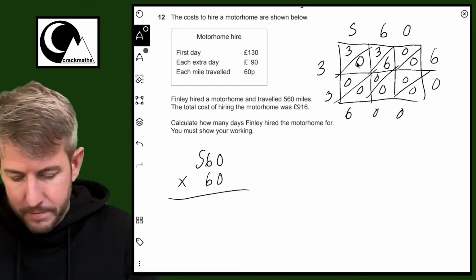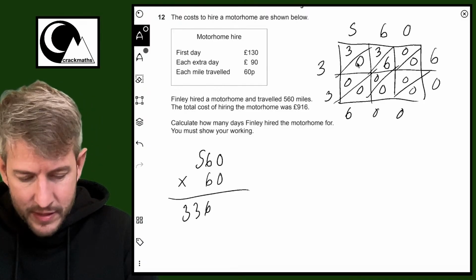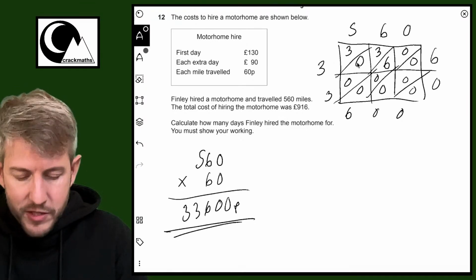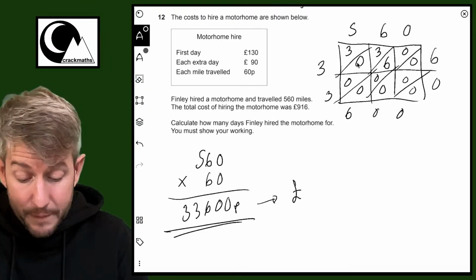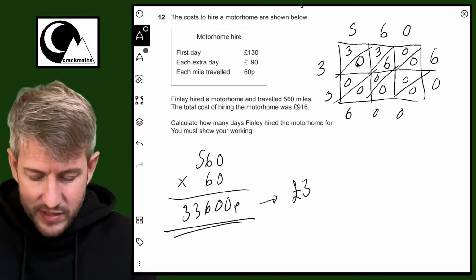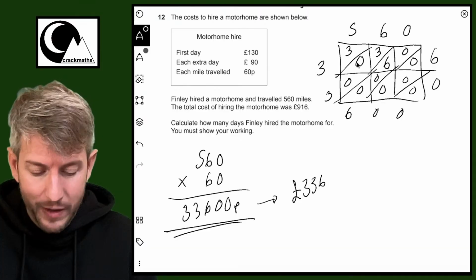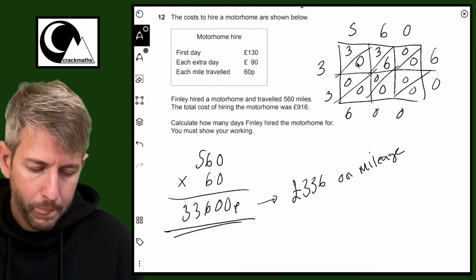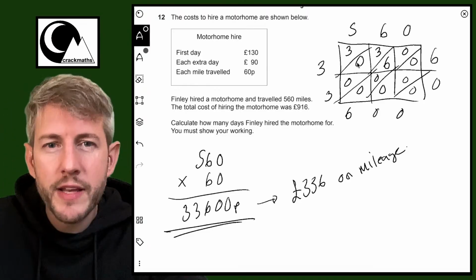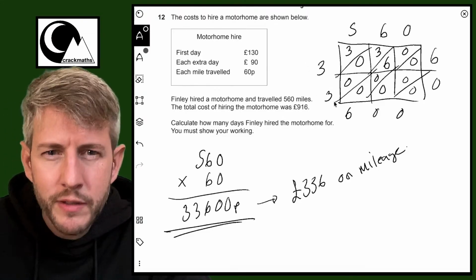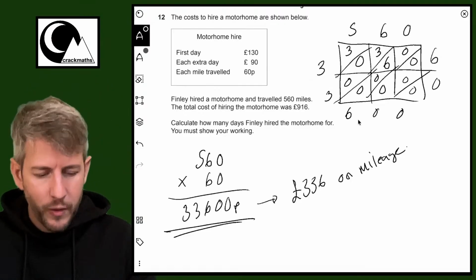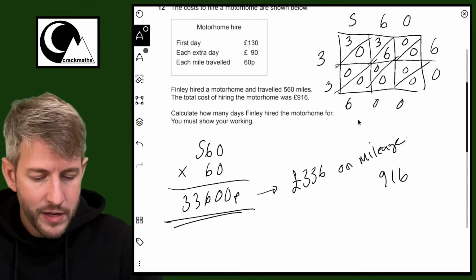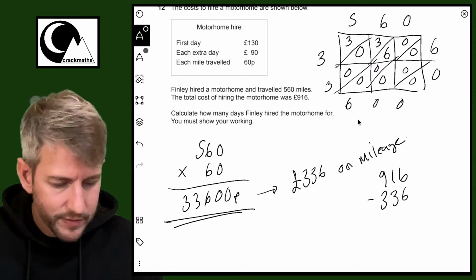560 times 60 gives us 33,600. Okay, right. So that is pence. So we divide that by 100 to turn it into pounds. That's going to be £336 on mileage. So £336 has been spent on mileage. Let's take that away from our total. So 916, take away the 336.